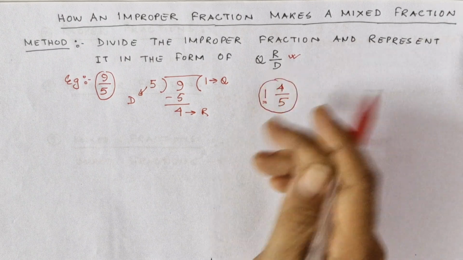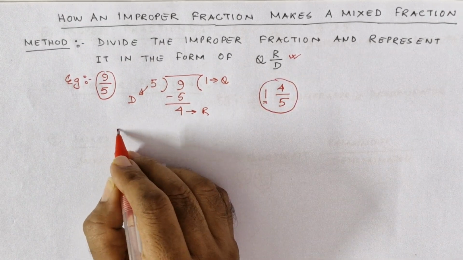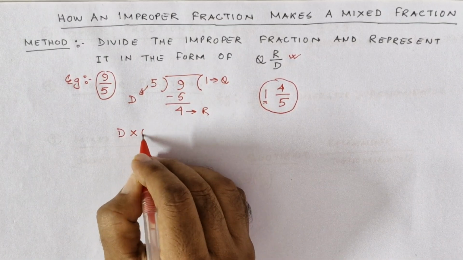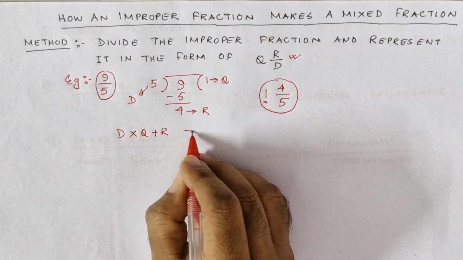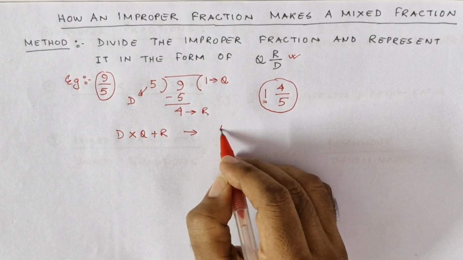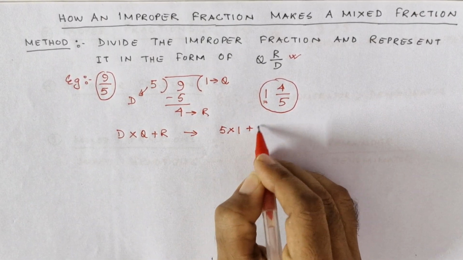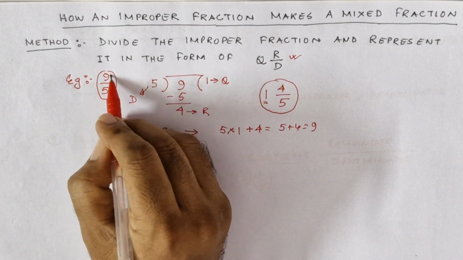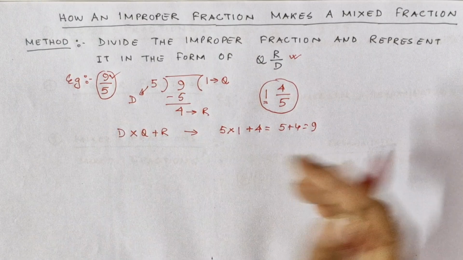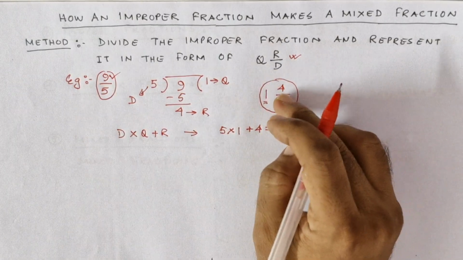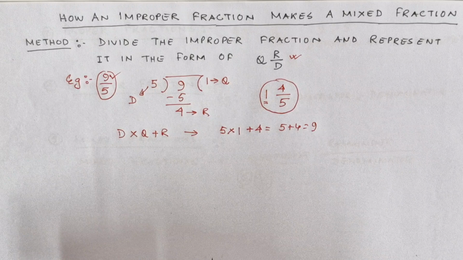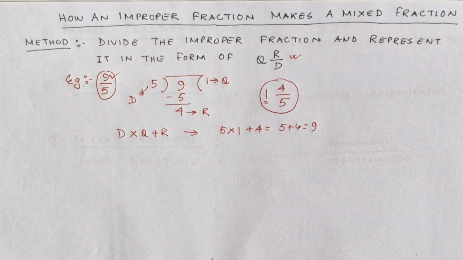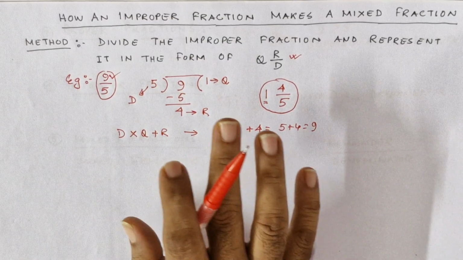Now see, always remember, if I reverse it, you will get back the improper fraction. How to reverse this? D into Q plus R. So D into Q, that is 5 into 1, plus 4, is 5 plus 4, which is 9. We get the numerator, and obviously the divisor is 5, so 9 by 5. So if I break it down, we get back to the improper fraction. So we have shown you the method. Please do remember this.